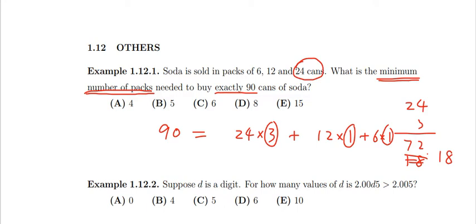So we can also consider it this way, to check. If we have only 2 packs of 24, then we have 48, so the remaining 42 needs 12s and 6s, and the number of packs is more than before. So I think the answer, 5, is the smallest.